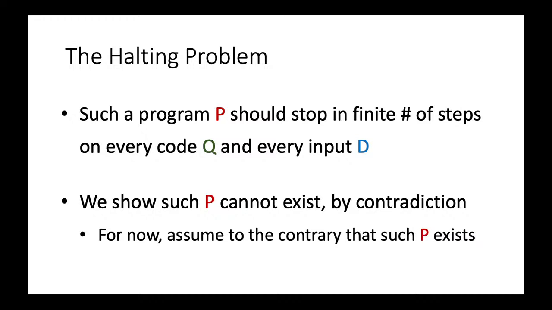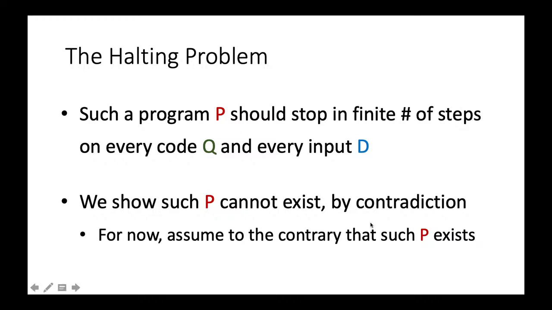Otherwise, we just let Q run on D and wait to see whether it stops or not. So we want to have a certain program P that, after reading Q and D, using a finite number of steps, can tell definitely whether Q will stop on D or not. It gives us an answer, yes or no. What we are going to show today is that such a program P cannot exist, and we want to show this by contradiction. The proof actually is a diagonal proof.